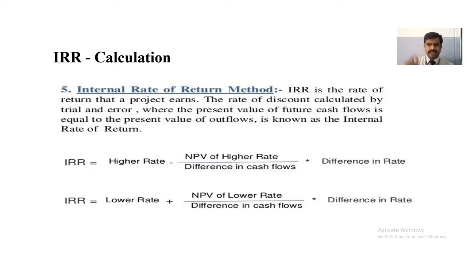But in case you don't get it for 10%, then you have to go for 12%, 13%, and again you can reduce the rate also, like 8%, 7%. So you have to keep doing it with different discount rates till you get NPV as 0. That is called the trial and error method of calculating IRR. Do you understand? Yes or no? Yes, sir.